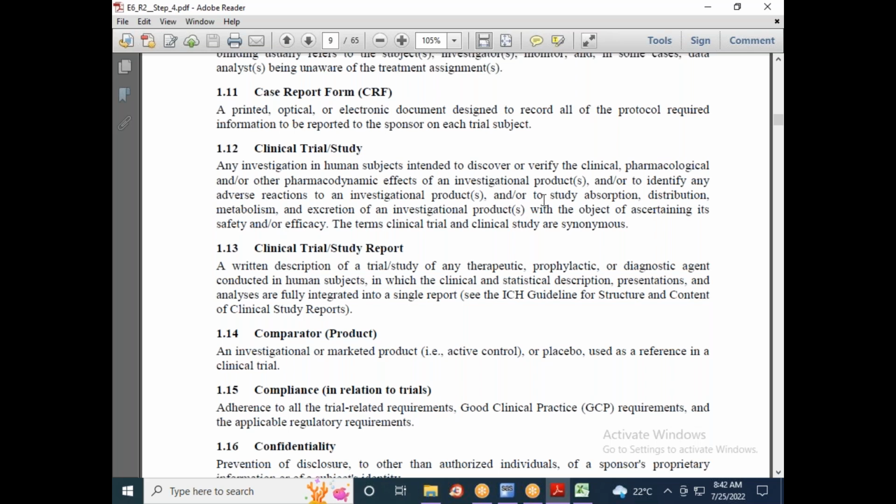So pharmacokinetics is how the drug is working inside the body. Correct? Yeah. How the drug is working inside the body.